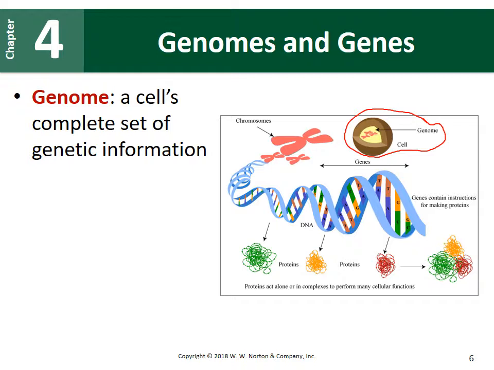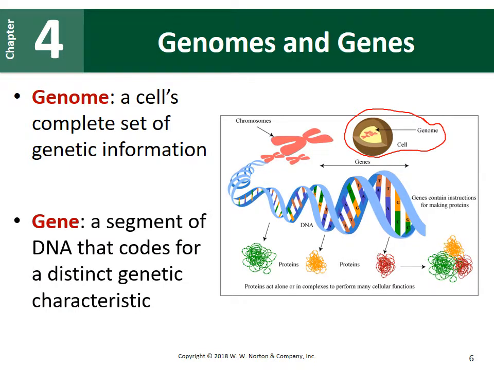Those chromosomes, if we extend them out to the DNA molecule, within those DNA molecules, there are units referred to as genes. So a gene is a segment of DNA that codes for a distinct genetic characteristic. Specifically, these segments of DNA, these genes, will code for specific proteins.